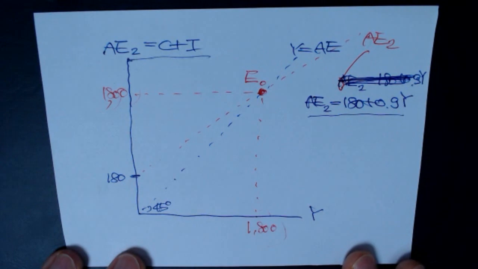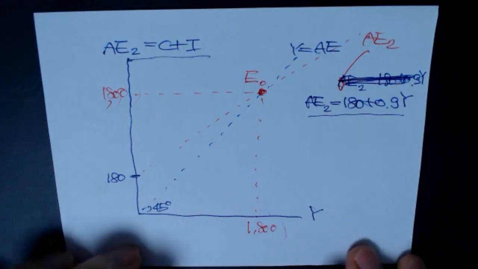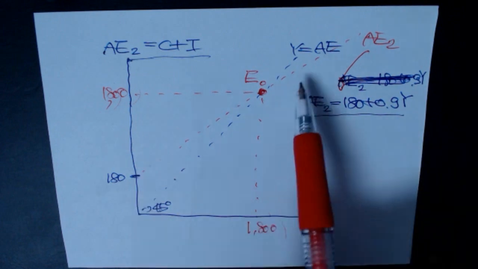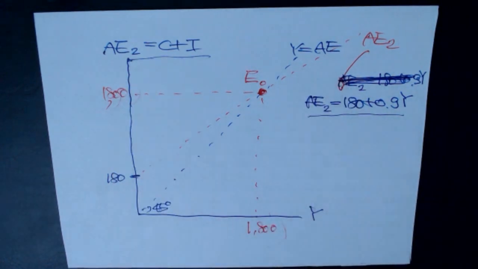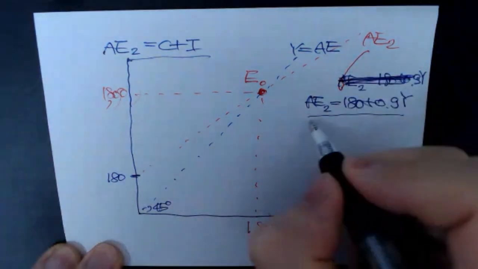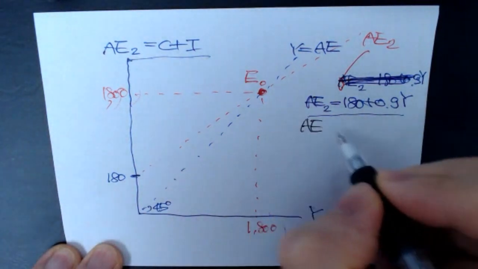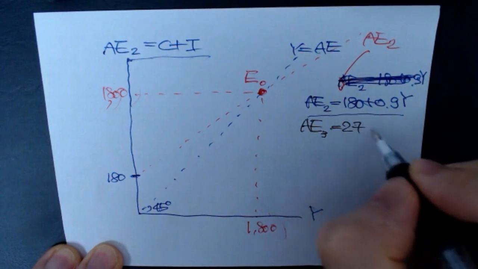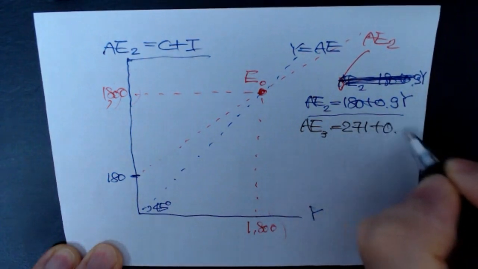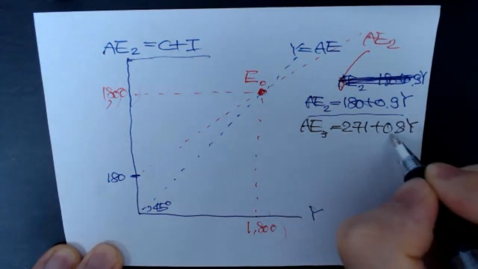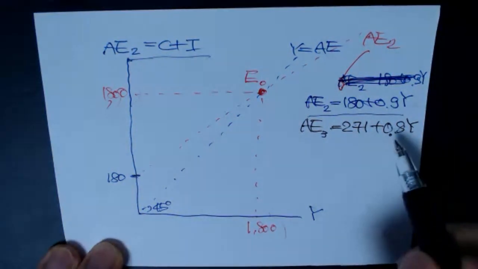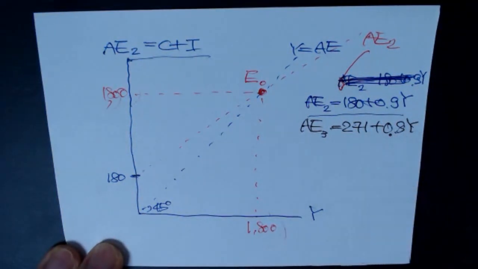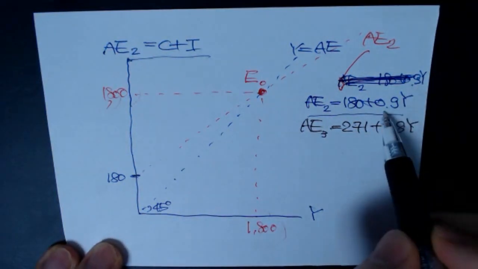Is everyone cool? Now I'm making aggregate expenditure 3 here. Let me write again: aggregate expenditure 3 is 271 plus 0.8 y. If you want, you can say 0.81 y. So let's see.